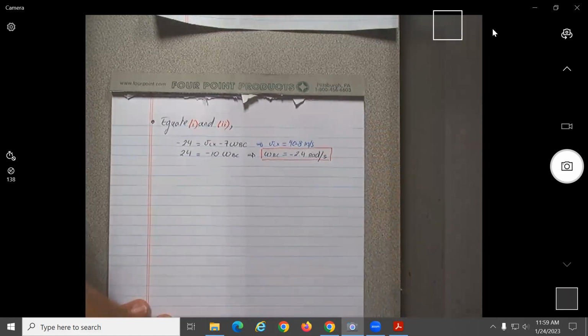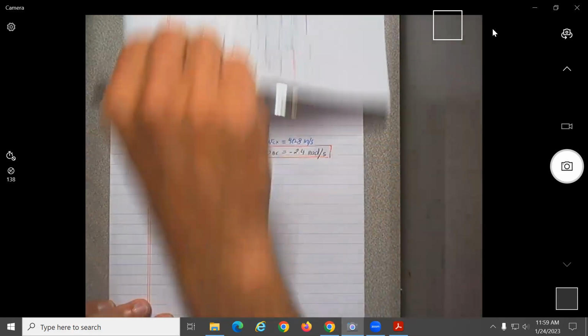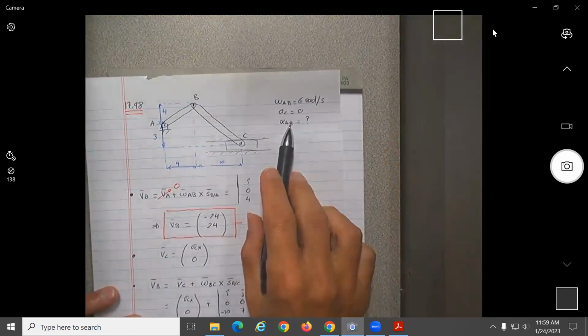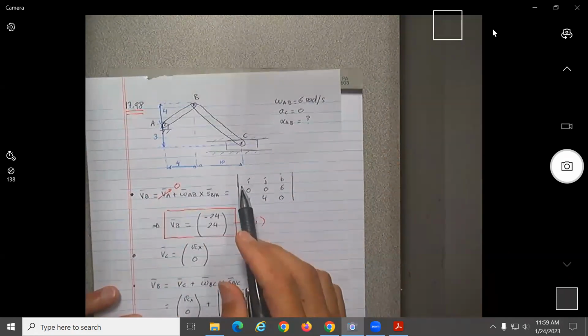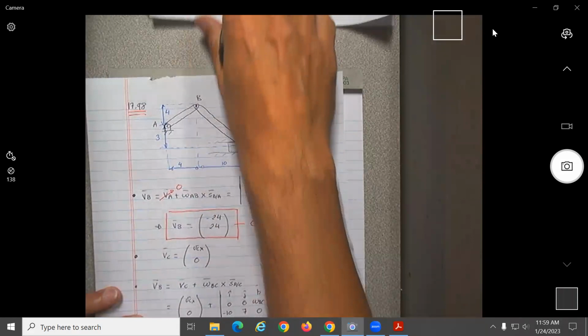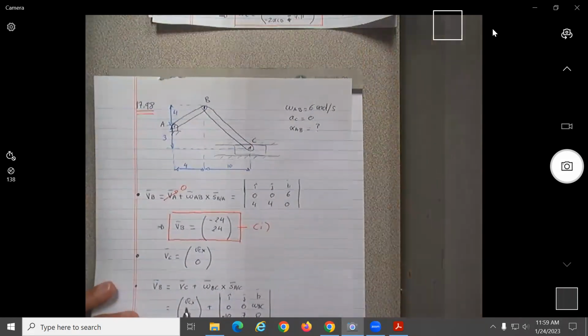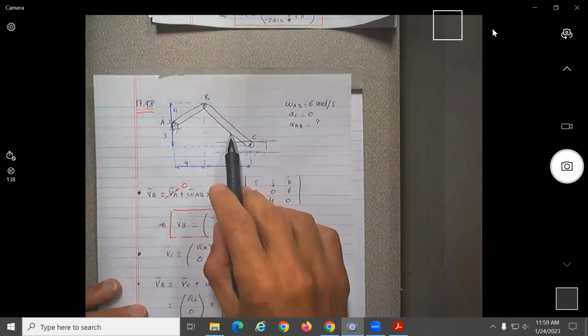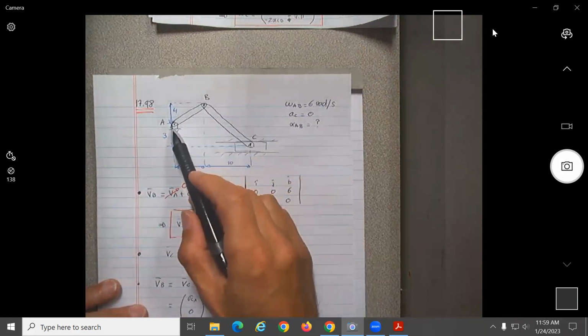You see, the bad thing is that once they ask you to find any acceleration, before finding the acceleration, you need to find the velocities, no? Sometimes you can go directly to the accelerations, but in most cases, you need to go first to the velocities, okay? So now, if we want to find the acceleration of this bar here, first thing we need to do is what?